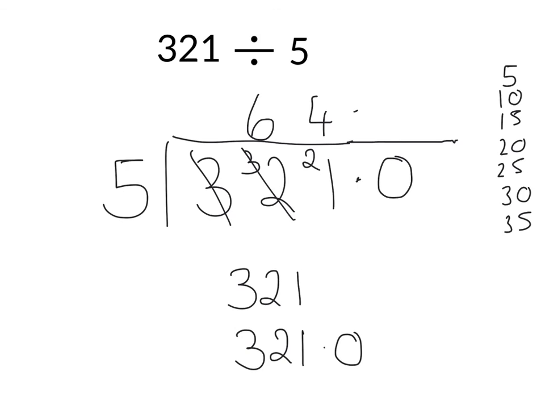So 5 went into 21 4 times, remainder 1. Then how many times does 5 go into 10? Twice. So there's an example there when we have a remainder. So 321 divided by 5 is 64.2.